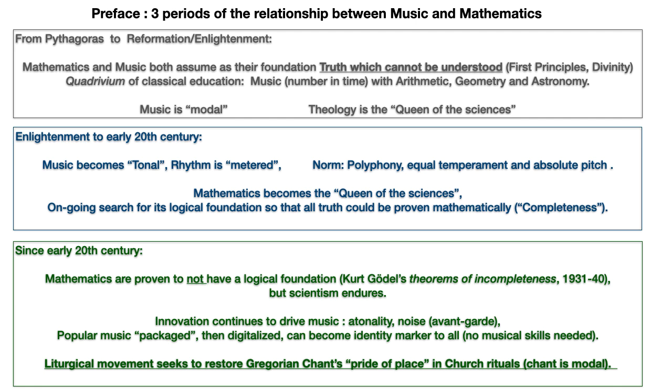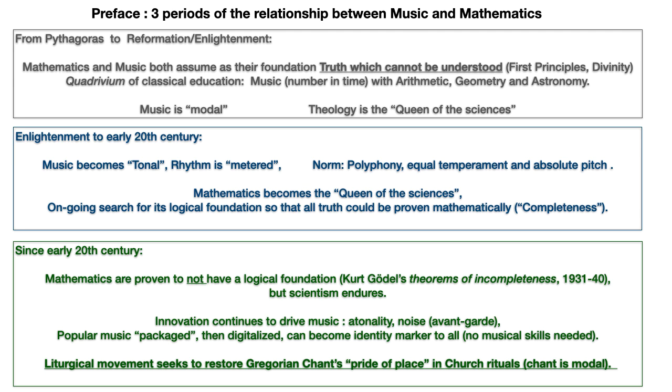The quadrivium of classical education included music as the study of number in time, along with arithmetic, the study of numbers in their purity, geometry, the study of numbers in space, and astronomy, the study of numbers in both space and time. Music was called modal, and we'll explain what that is, but pretty much it has to do with our human ability to transpose that we discussed in our previous lesson. And theology was the queen of the sciences.